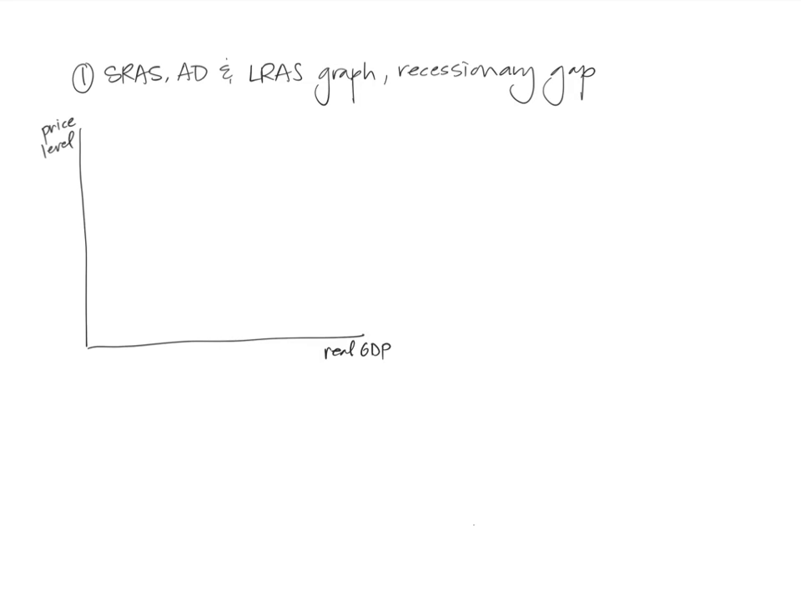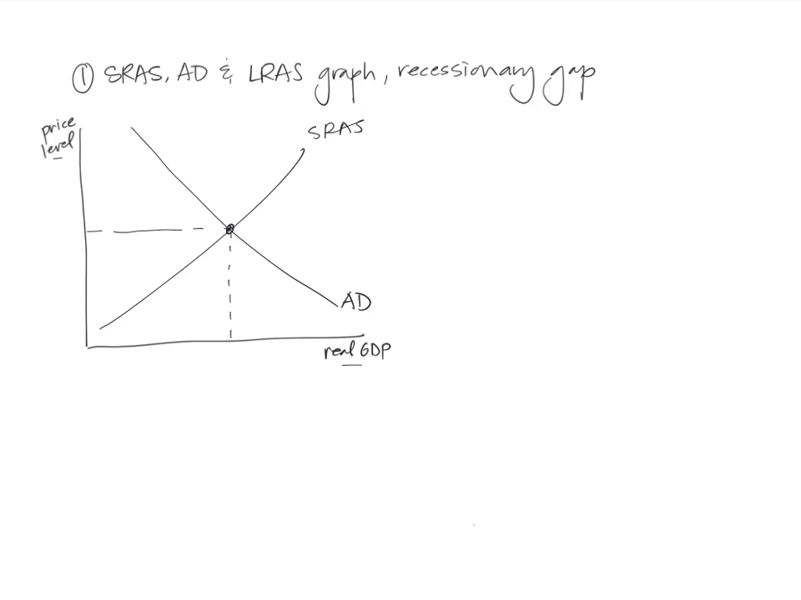Alright, so let's start with the first part. Number 1, we need the aggregate supply and demand graph showing a recessionary gap. Make sure you've got everything labeled. Short run aggregate supply, upward sloping. Aggregate demand, downward sloping. How do we know it's a recession?